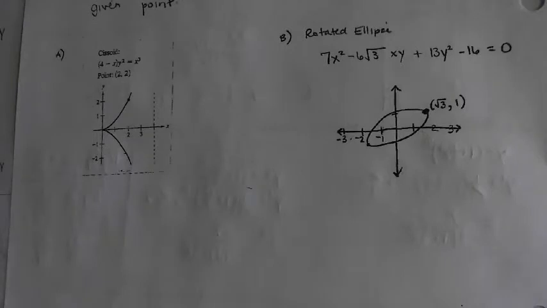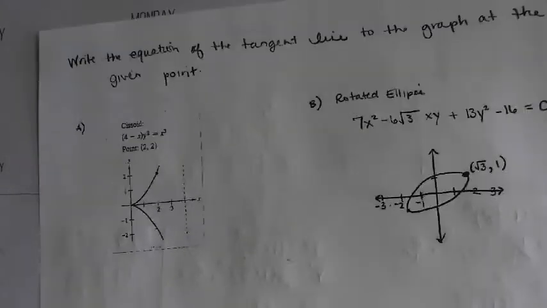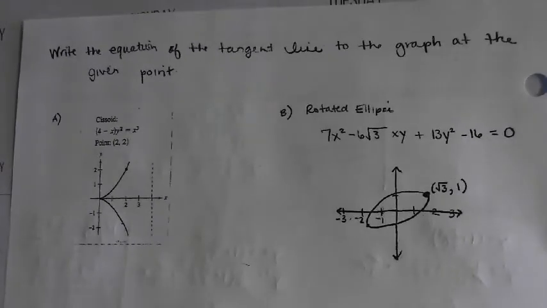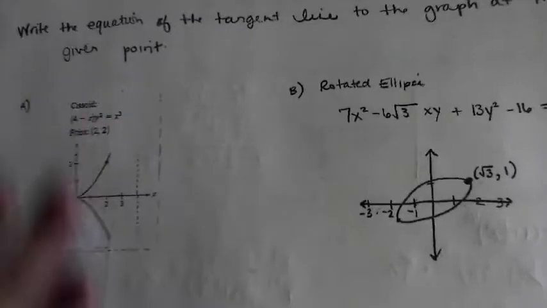The answer is right here. 1 over 2 root 3, which would be root 3 over 6. If we rationalize. Okay.